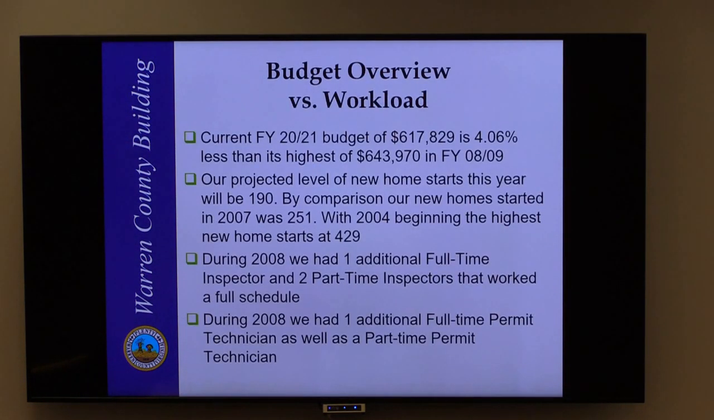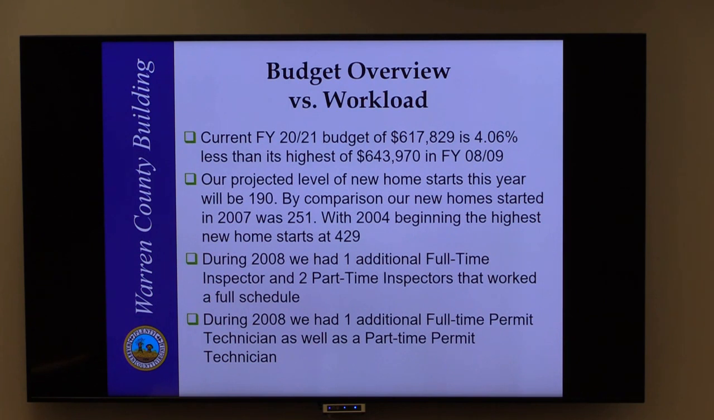Budget overview. Our budget again for 2021 was $617,000. If you look at that in comparison, the budget that we had in 08 and 09 was actually 4.06% higher than it is right now. So we've actually gone back. We have had 2 years that we had 18 and 19% reductions in our budget, just because the economy didn't support what we were doing, because the construction wasn't there.